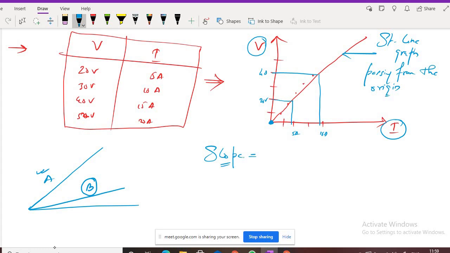So remember, slope means the inclination, theta. B is easy to climb, that means the slope is less. You can see the slope is less. And A is tough to climb, that means the slope is higher. So what is slope? Slope means the inclination. How much is the inclination?